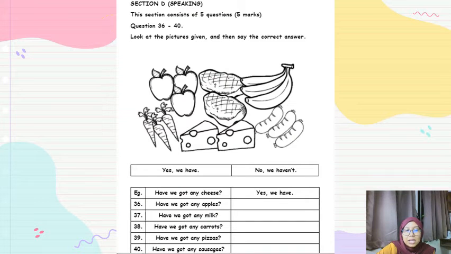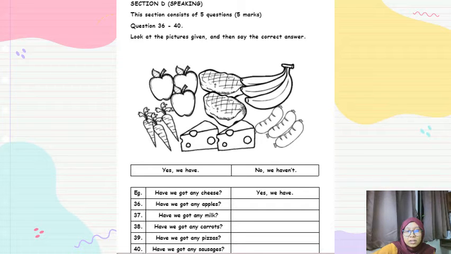So let's take a look at the questions that I have prepared. Okay, so this one, what I stated here is section D, in brackets speaking. This section consists of 5 questions, 5 marks, and the questions are from number 36 until 40. So, like I said, the instruction is that the students need to look at the pictures given, and then they say the correct answer.